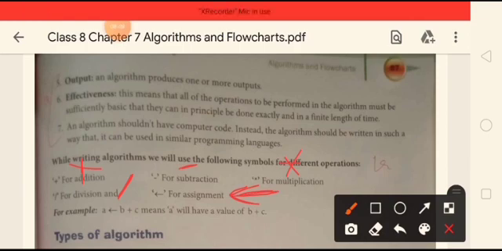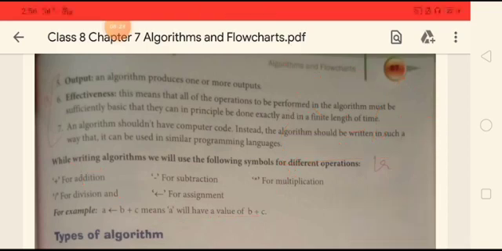For example, you need to assign b plus c, you need to write a is equals to b plus c. So we will write it like this. a को हम क्या असाइन कर रहे हैं, b plus c असाइन कर रहे हैं. So this is the process. Okay, means a is having the value of the addition of b and c.